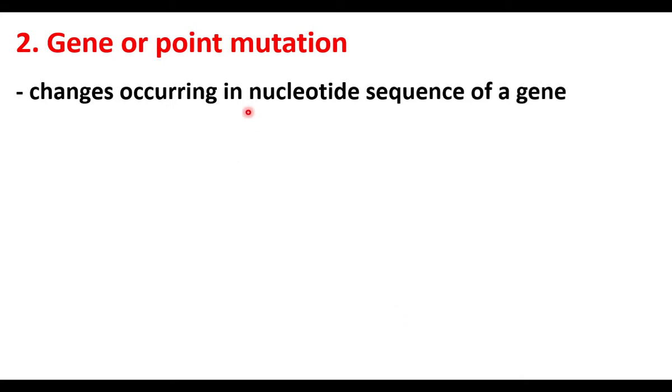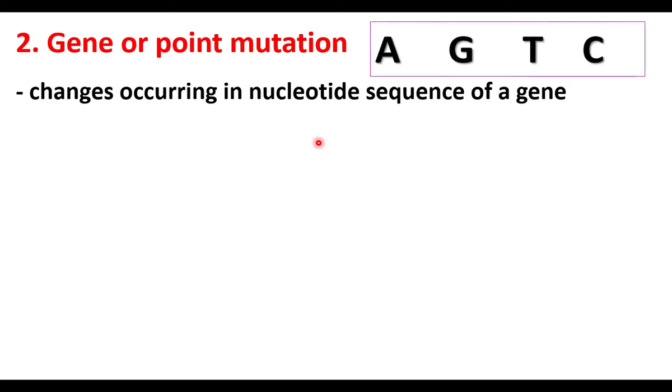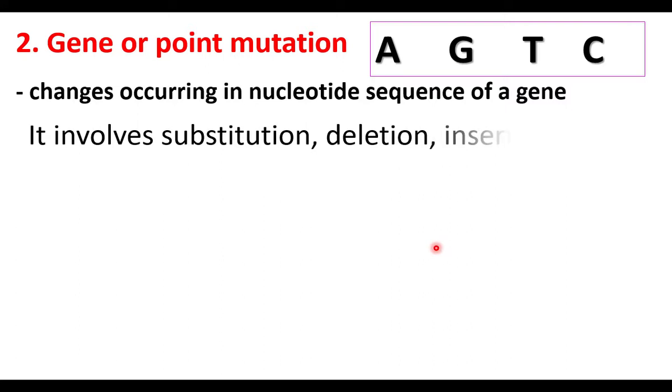What is a nucleotide? DNA is made up of nucleotides. There are 4 nucleotides. They are adenine, guanine, thymine, cytosine. What type of changes are possible? Substitution. If A is replaced by another or G is replaced by another, that is substitution. Gene mutation involves substitution, deletion, and insertion.